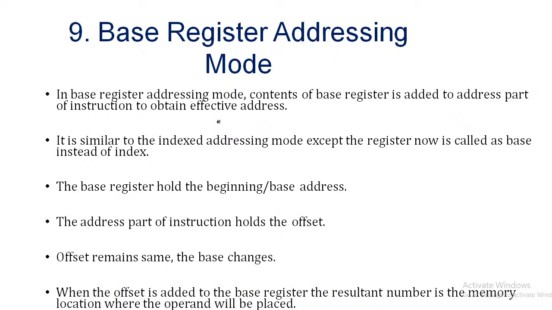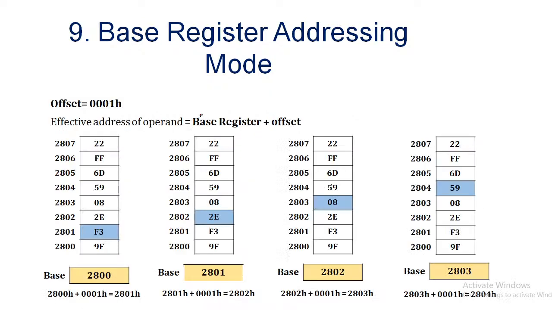Next is the base register, which we can normally call the base value. Here the reverse thing will happen: the base value is going to change, but the offset value is not going to change. The same type of concept. So let's come to the example.